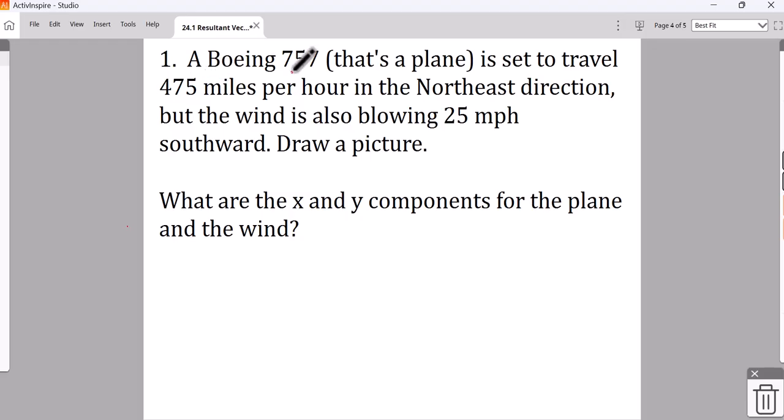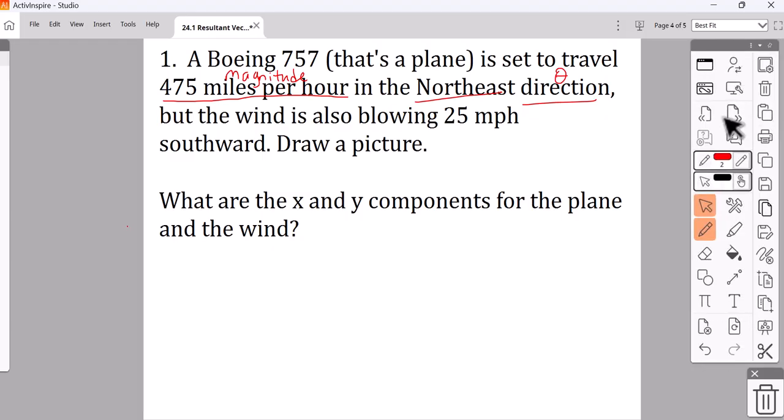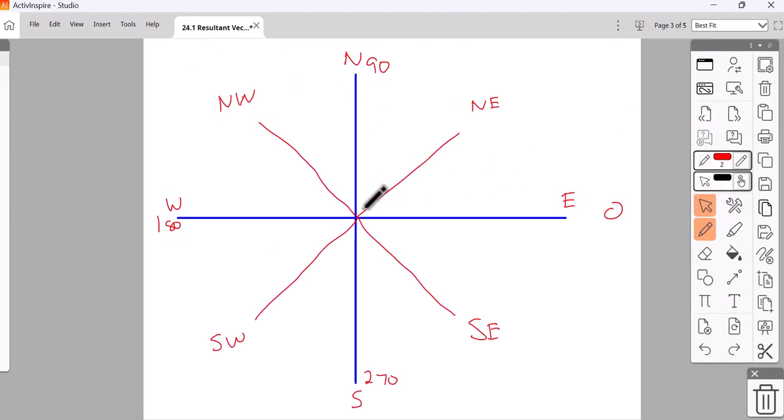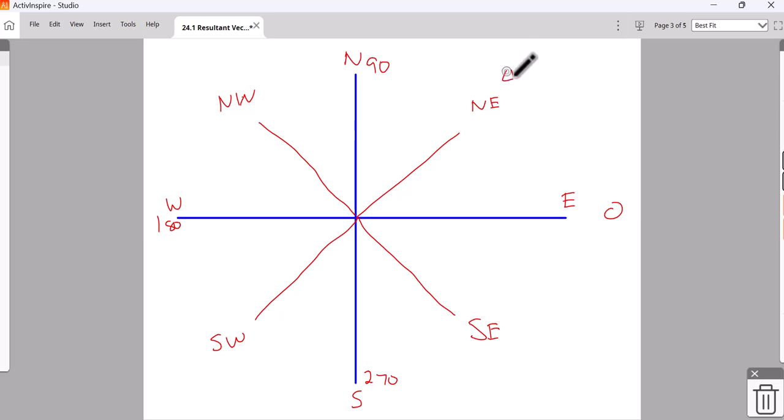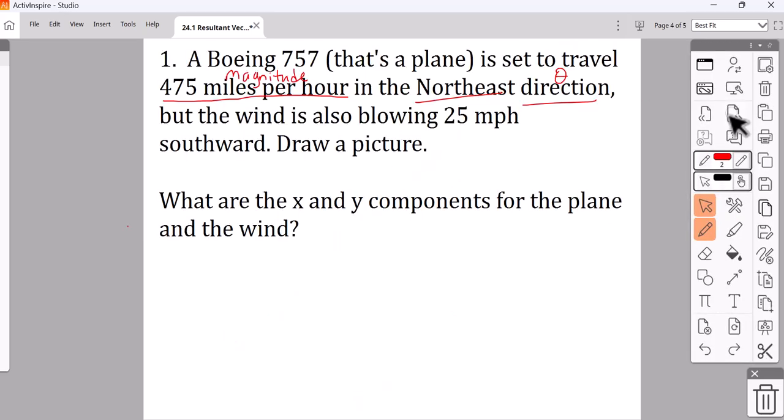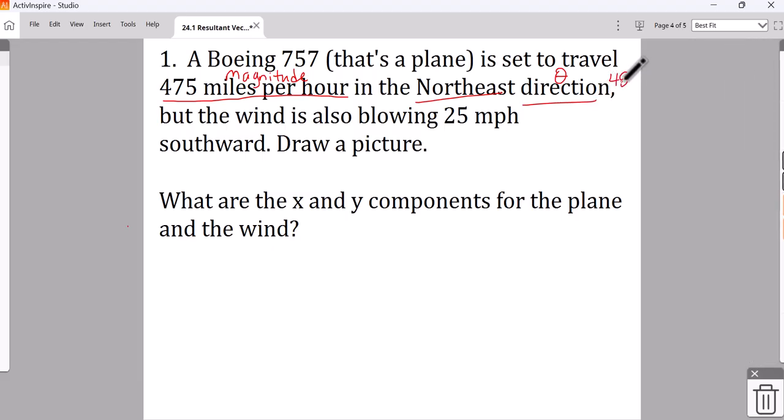First things first, a Boeing 757, which is just a type of plane, is set to travel 475 miles per hour in the northeast direction. As we're reading this, hopefully you're seeing that the speed at which something is traveling is talking about our magnitude. And in the northeast direction, hopefully we can see that that's going to be our angle measure. If we go back, north, east, halfway in between north and east would be 45 degrees. So what this really means is 45 degrees.